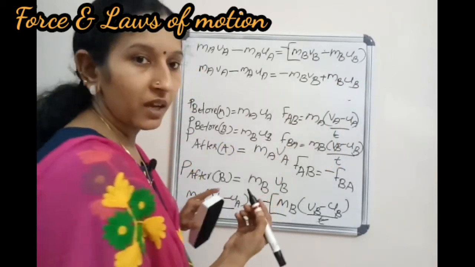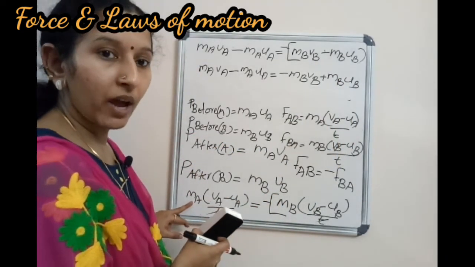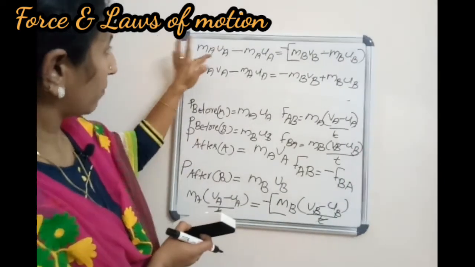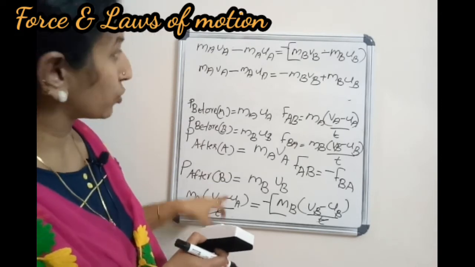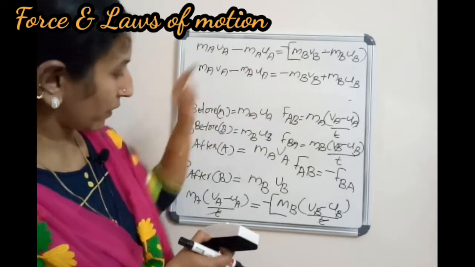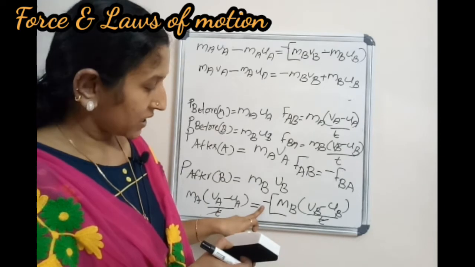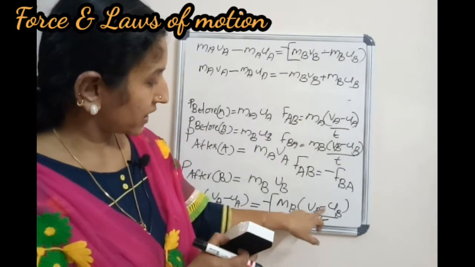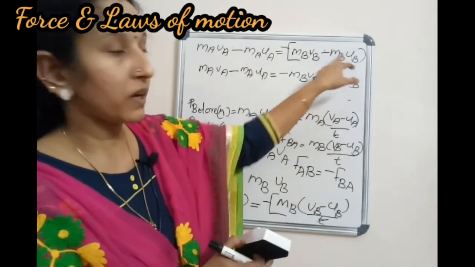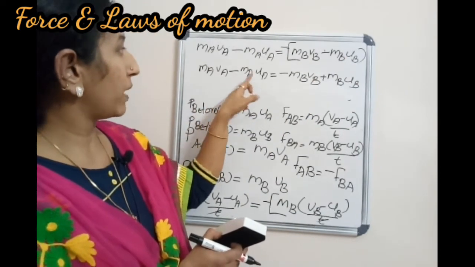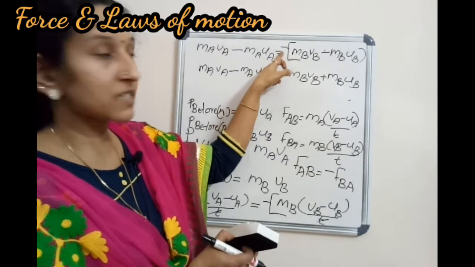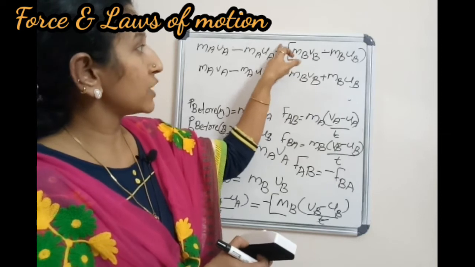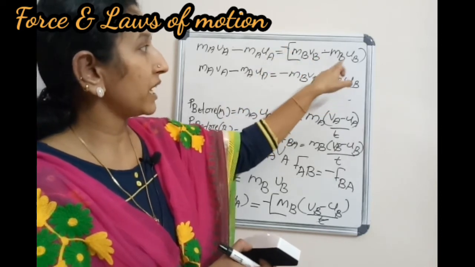So from here you cancel the T and expand the bracket. MA into VA, MA VA; MA into minus UA, minus MA UA, equal to minus outside the bracket: MB into VB, MB VB, minus MB into UB, MB UB. Then multiply with this minus: minus MB VB plus MB UB.